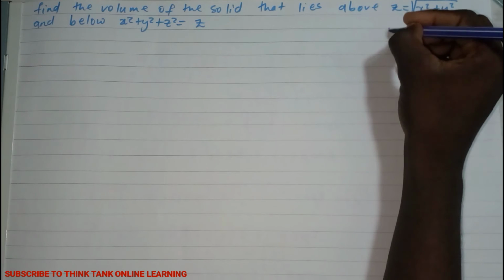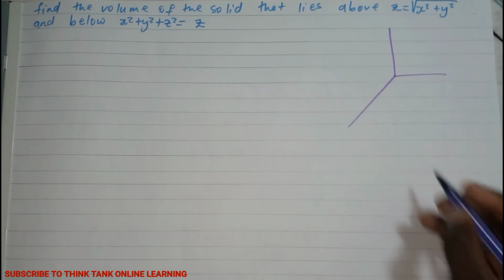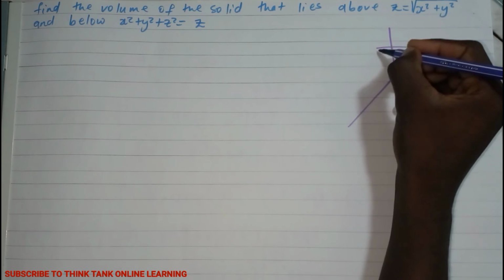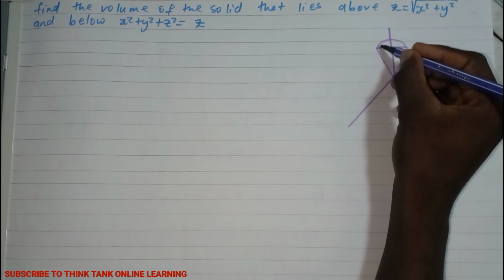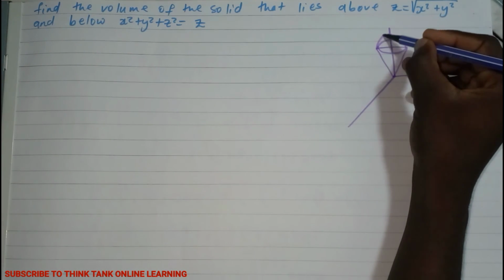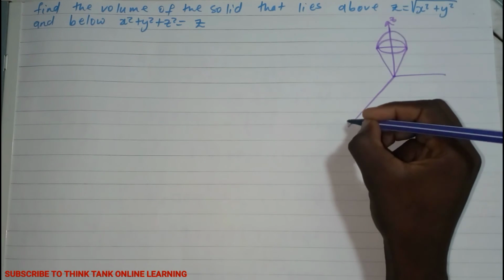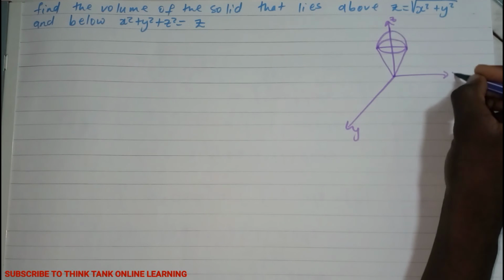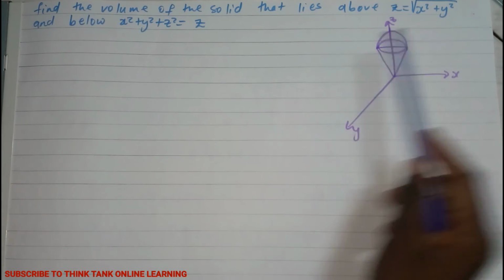So first of all, let me start by sketching the problem that we have. If we sketch here, we have a cone. This is our cone. But we have a cylinder. Z, Y, or X, this doesn't matter. Some of you may be shocked why the cone is below this one.